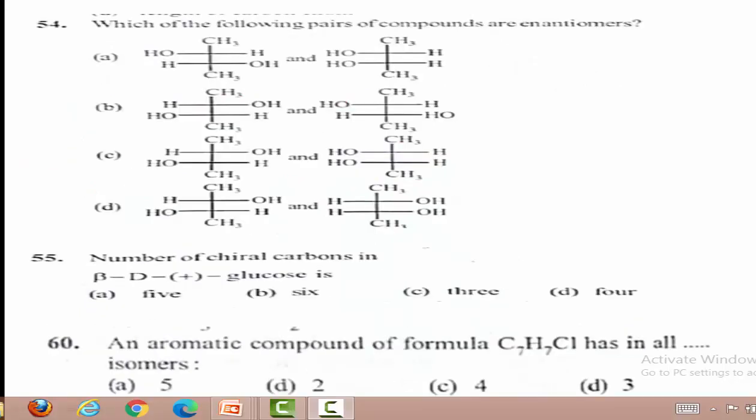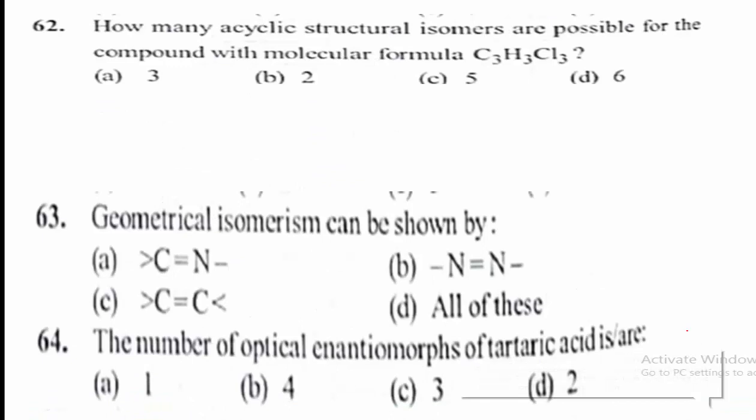Okay, students, next question number 62. How many acyclic structural isomers are possible for the compound with molecular formula C3H3Cl3? Carefully observe here, students. The question is, how many acyclic structural isomers are possible for the compound with molecular formula C3H3Cl3? Students, the given options are: option A is 3, option B is 2, option C is 5, option D is 6.